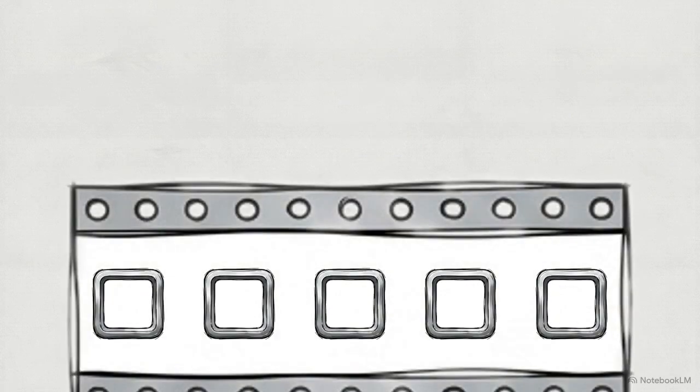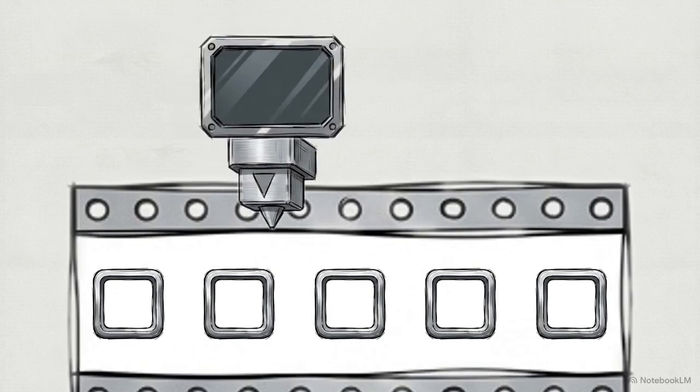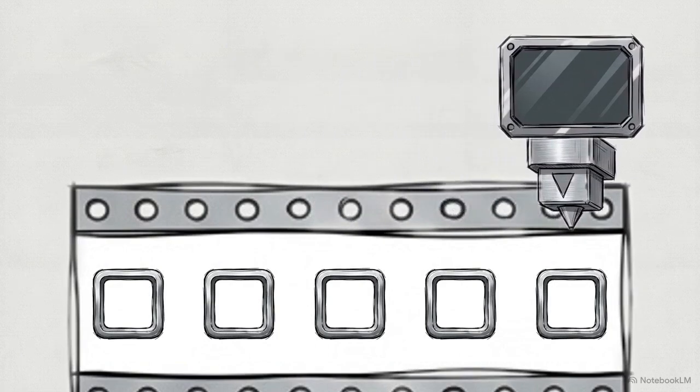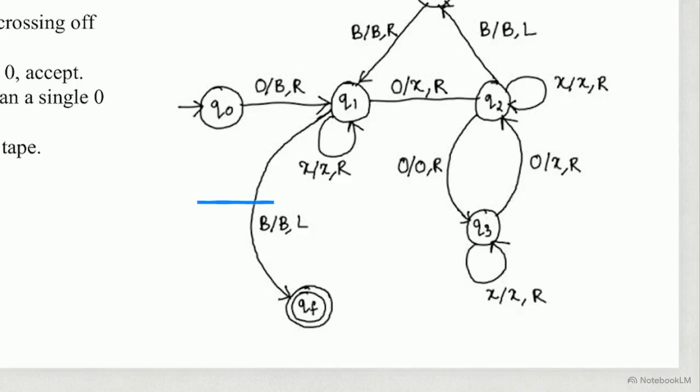Eventually, after multiple passes, only X marks remain. The machine enters Q1, scanning the string. With no zeros left to trigger a state change, it scans right through the X marks. Reaching the final blank proves the original string divided perfectly to 1. On the diagram, state Q1 reads the final blank, transitioning to QF. This double circle is the accept state, confirming a power of 2.